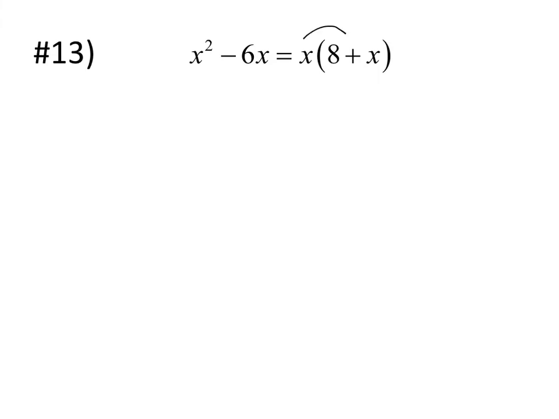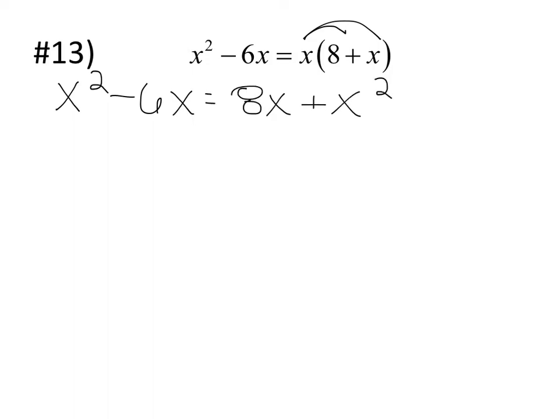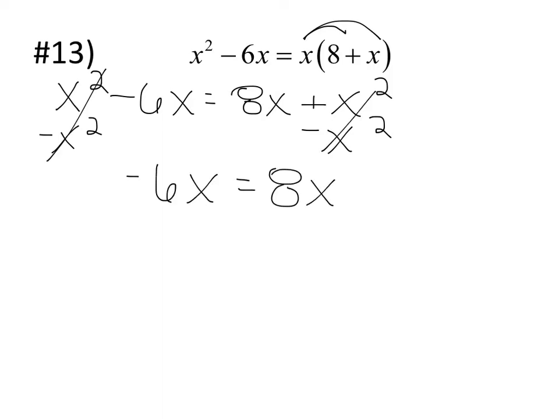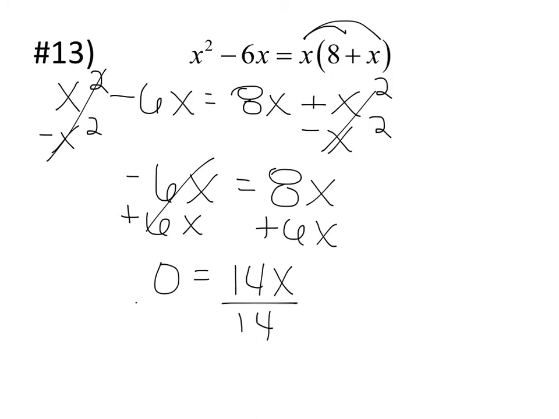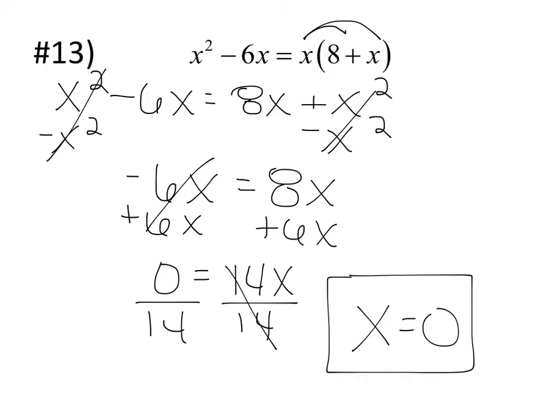Okay, first thing you need to do is distribute on the right side. So you have x squared minus 6x equals 8x plus x squared. Then you're going to go ahead and subtract x squared from both sides, which leaves you negative 6x equals 8x. Add 6x to both sides, giving you 0 equals 14x. Divide both sides by 14, and you end up with x equals 0. Didn't even have to factor that one.